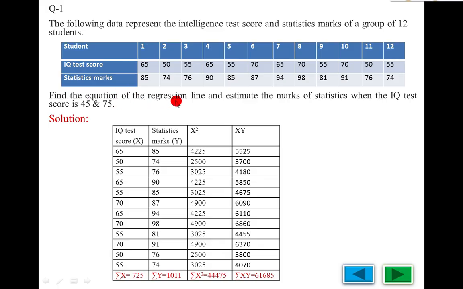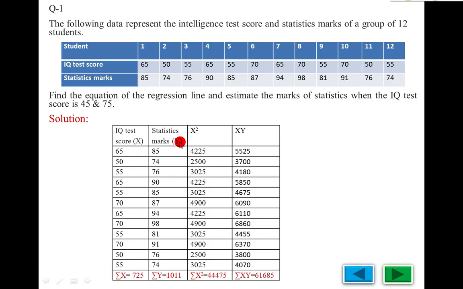Find the equation of the regression line and estimate the marks of statistics when the IQ test score is 45 and 75. From this sentence you can decide the type of the variables: whether IQ test or statistics marks is X or Y. In this statement it is given, estimate the marks of statistics with the help of the IQ test. So the marks of statistics depend on the IQ test score. So this is Y and this is X. We will represent the IQ test by X and statistics marks by Y.